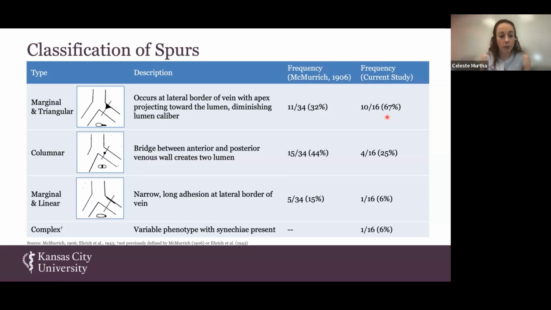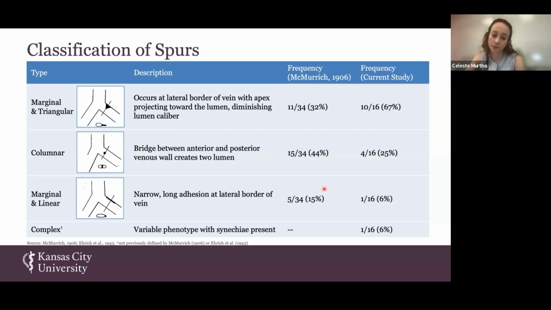The next most common spur that we observed was a columnar spur that essentially bisects the lumen and creates 2 tunnels for blood to travel through. Dr. McMurrick observed this in 44% of his population, while we observed it in 25% of our population. Next, we observed marginal and linear spur. So this is a narrow, long adhesion on the lateral border of the left common iliac vein. We only observed this in 1 of our cadavers, so 6% of our population, whereas McMurrick observed it in 15% of his population.